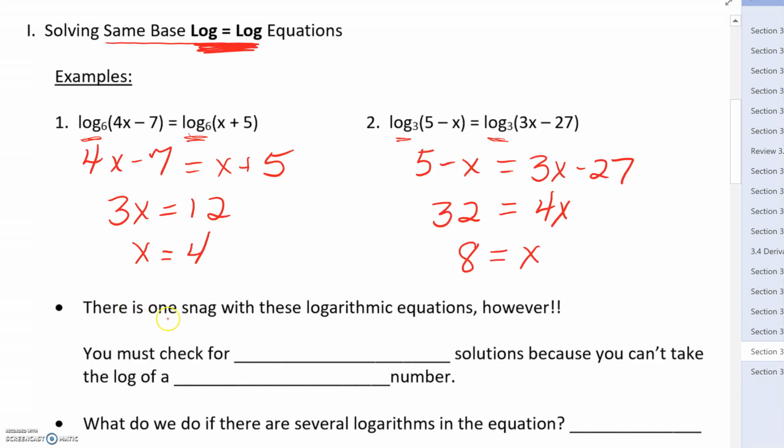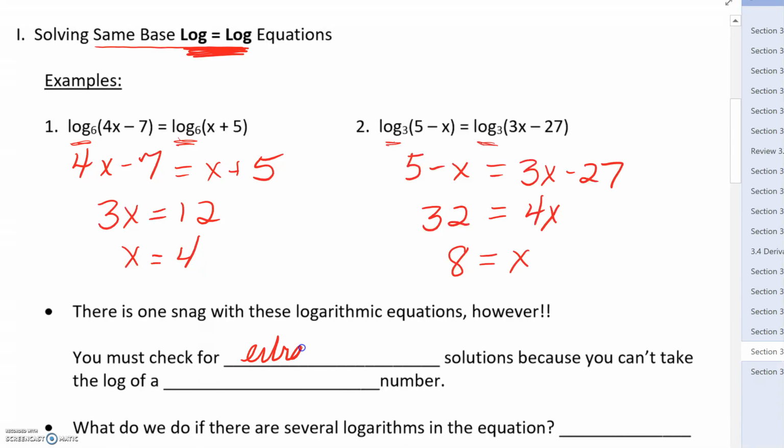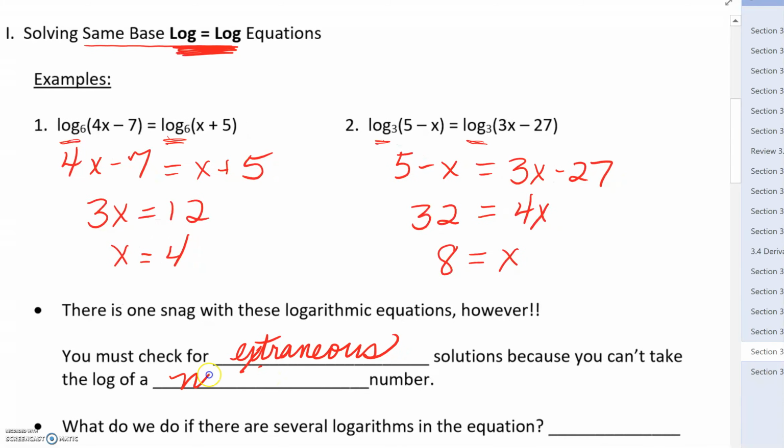However, there is one snag with these logarithmic equations. You must check for extraneous solutions because you can't take the log of a negative number. Actually, you can't take the log of a non-positive number. So maybe we should change that, because you can't take the log of 0 either. So let's change this to non-positive.